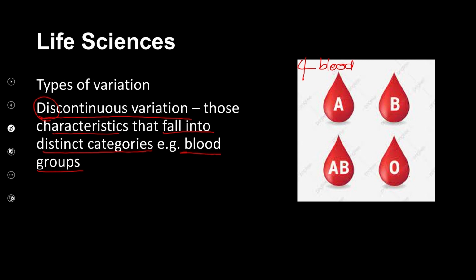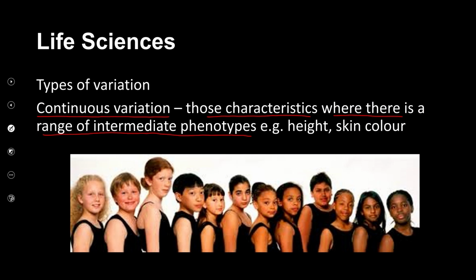All right, so let's go back and have a look just to make sure of the difference between continuous variation and discontinuous variation. Continuous variation, we said, is those characteristics where there's a range of intermediate phenotypes. So there's a continuation. If you have a look at height here, you can see these girls. Some of them are very short, and then there's one that might be a little bit taller, and they get taller and taller and taller. Or even the color of their hair. We might have very light hair, and it gets darker as the continuum moves along. So that doesn't put them into specific categories.